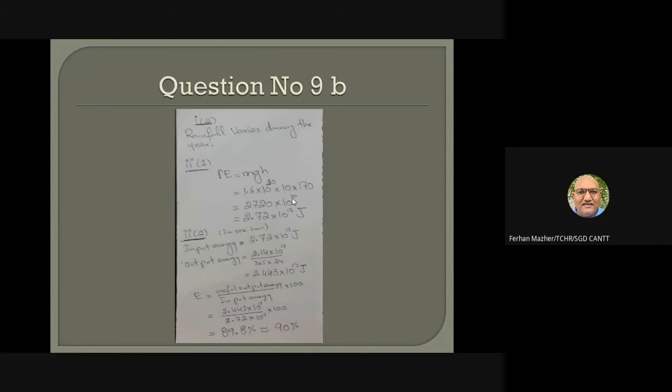The useful output energy, that was electric energy for 1 hour, is 2.443 × 10^13 divided by 2.72 × 10^13, and you multiply it by 100. Your answer on the calculator will be 89.8%, which is approximately 90%. So the power station is 90% efficient.